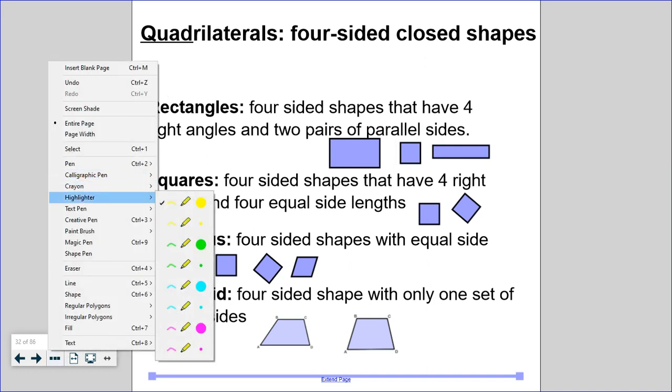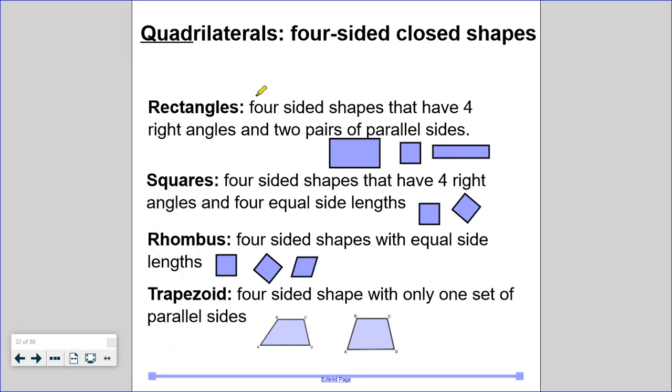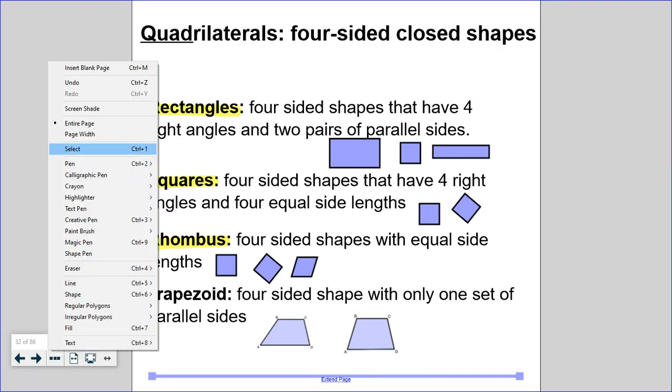Three of those four shapes are parallelograms. Which three do you think they are? The answer is rectangles, squares, and a rhombus. These three types of shapes are all parallelograms because they all three have two pairs of parallel sides.